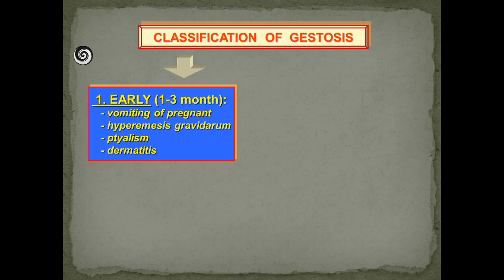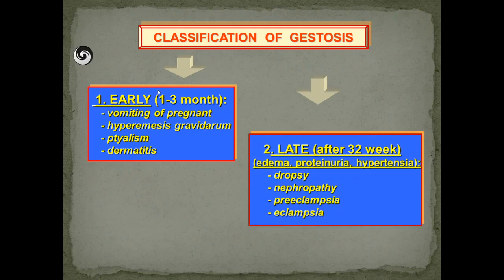So gestosis, we have two main variants. We have early and we have late. Early gestosis is accompanied by vomiting of pregnancy, hyperemesis gravidarum, and dermatitis, also ptyalism. This is important and has clinical meaning.